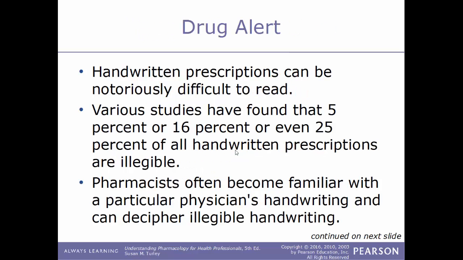The bad thing about these is handwritten prescriptions can be notoriously difficult to read. Various studies have found that 5% to 16% or even 25% of all handwritten prescriptions are illegible. So if the pharmacist can't decipher what is being ordered, they may dispense the wrong drug or the wrong dosage, or both. Pharmacists often become familiar with a particular physician's handwriting and are able to decipher it, but this is not the best system to use.